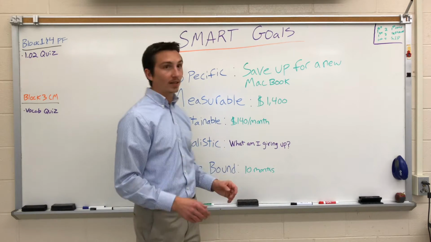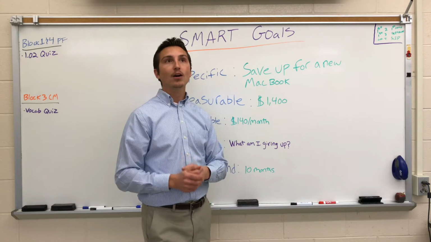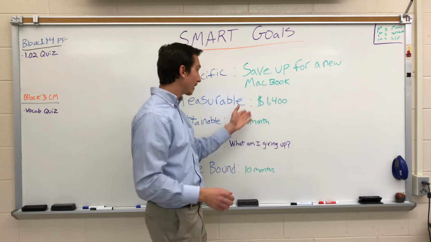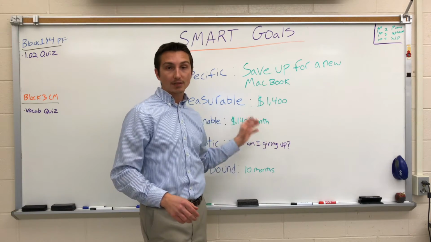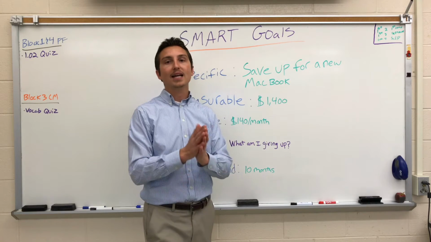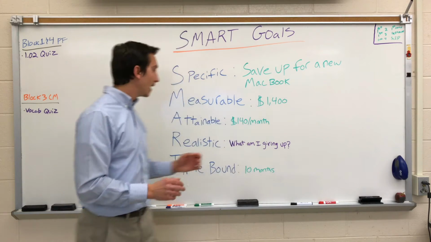And that's the other part of realistic. It kind of helps you find out when you realize that you are giving up something else. If you're spending $140 a month to save up for your MacBook, you are giving up something else, and you always have to recognize that. That's true with all your purchases.